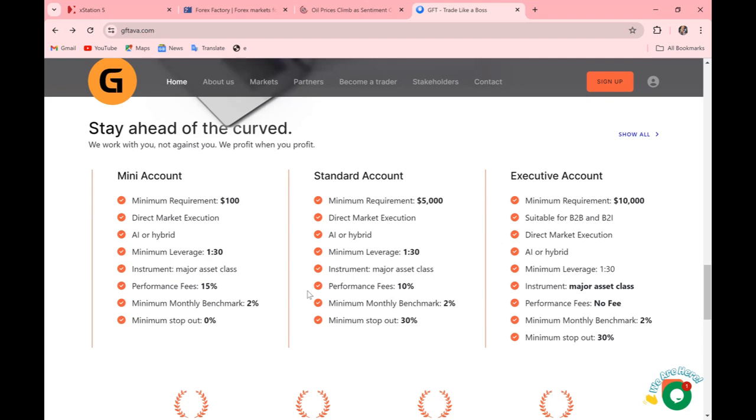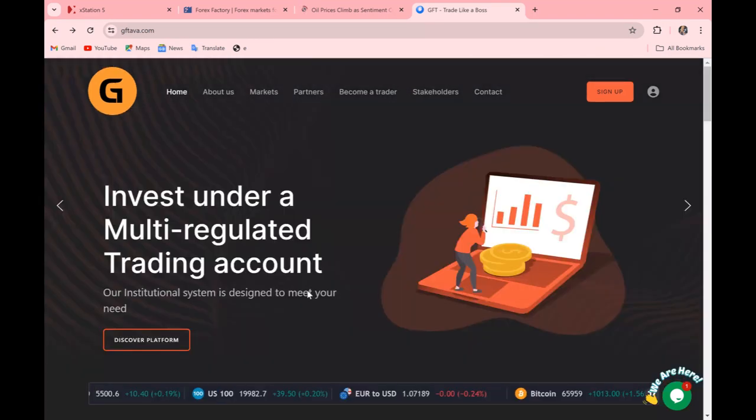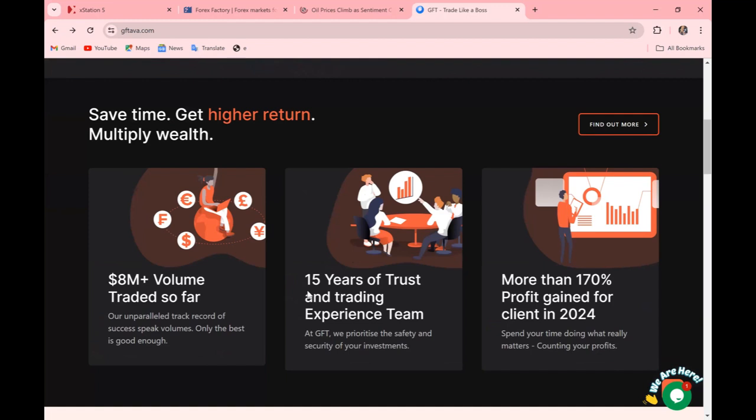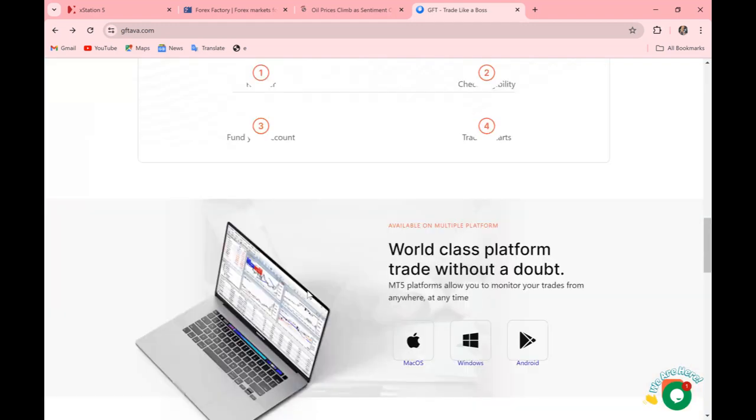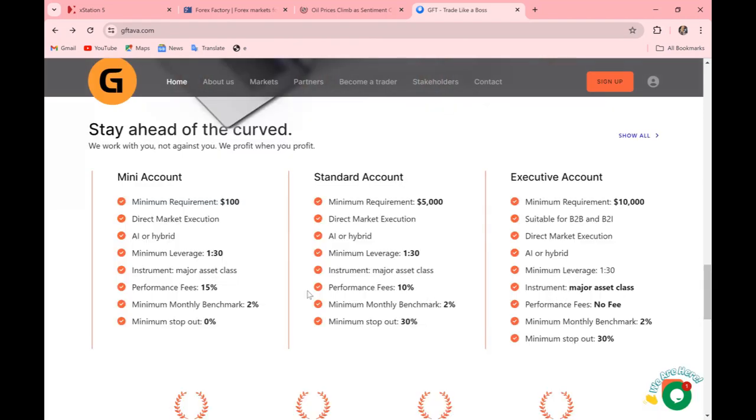Yeah. So you can use GFT to make a good amount of money if you want. This year alone, they have gained more than... let me check on their website. They have gained more than 170% profit already. All these things you cannot gain in the equity market in a year. It's not possible. Or even in real estate, it's not possible.